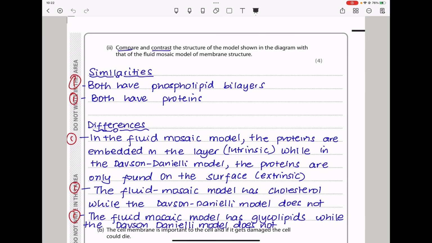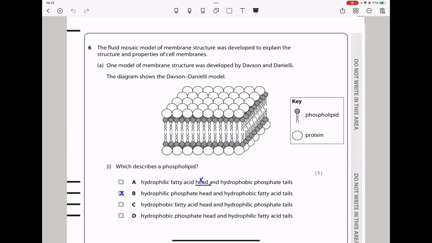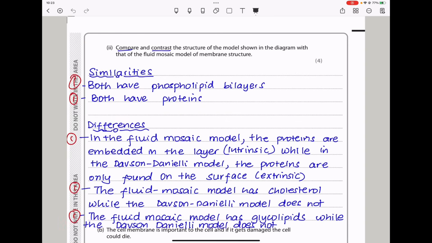So moving on. Here they say, compare and contrast the structure of the model shown in the diagram with that of the fluid mosaic model of the membrane structure. So if we go back here, we can see, comparing the fluid mosaic model and this model, both are made up of phospholipids, both have bilayers. However, in this model, we can see there are proteins all over. They're not intrinsic proteins, but surface proteins. We can see they're on the surface. So I said similarities, both have phospholipid bilayers and both have proteins.